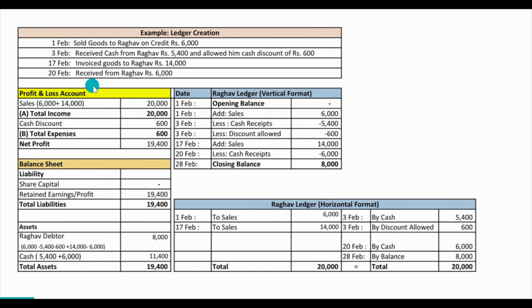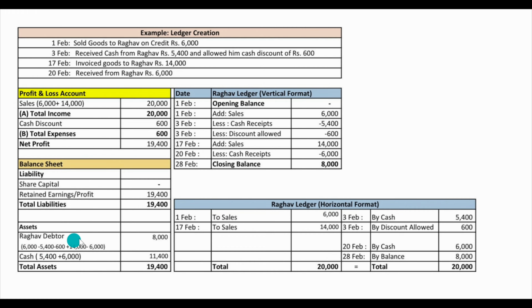Now on 20th February, received from Raghav rupees 6,000. So cash received from Raghav. So cash balance increases by 6,000 and Raghav debtor balance reduces by 6,000. Thus one item on the balance sheet asset side reduces by rupees 6,000 and a second item on the balance sheet asset side increases by rupees 6,000, and thus our balance sheet tallies. Thus we have seen how each and every transaction affects the profit and loss account and balance sheet. Now let us understand how to prepare a ledger.